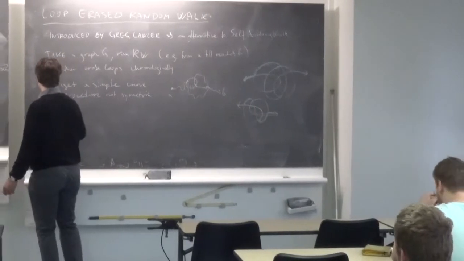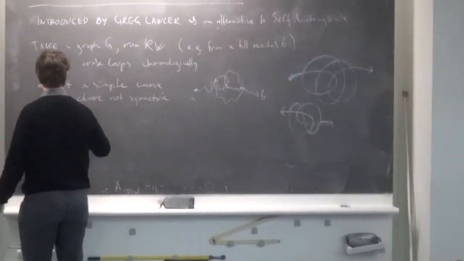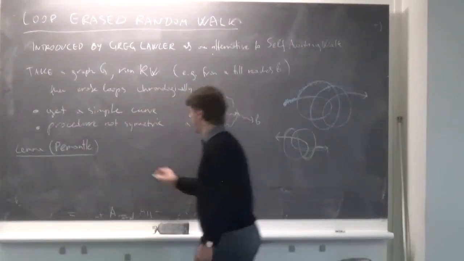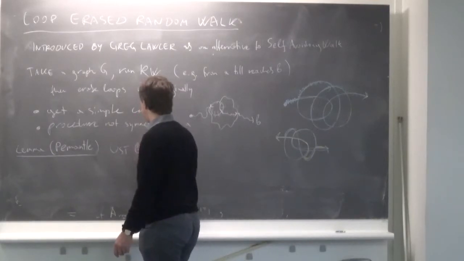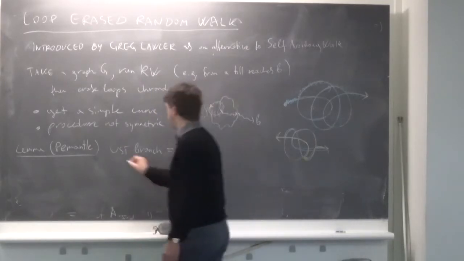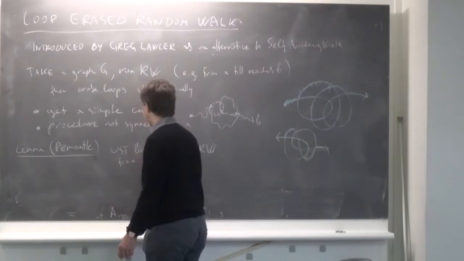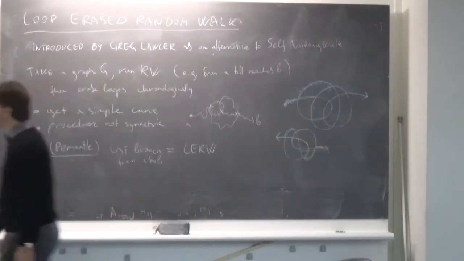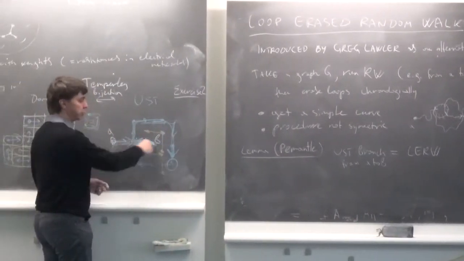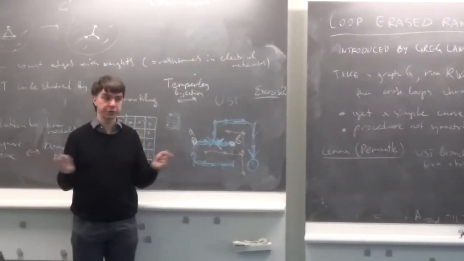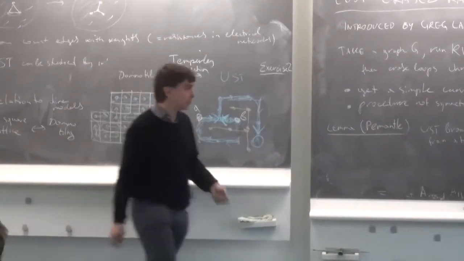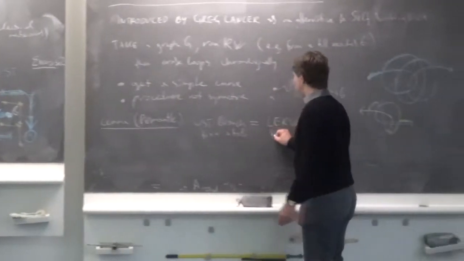Let's say lemma. This is due to Pemantle, and then it was superseded by Wilson's algorithm. The UST branch is the same as a loop erased random walk. So what do I mean? UST branch from A to B. If I draw a uniform spanning tree and I take two points A and B, there is always a unique curve joining them, because it has no loops. So there is a unique branch of the UST joining A to B. It's the same as loop erased random walk from A to B.